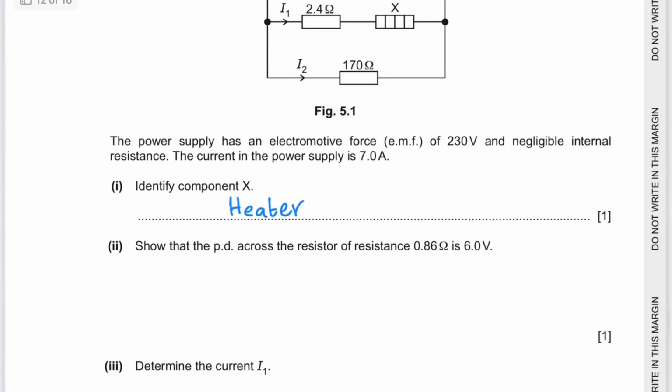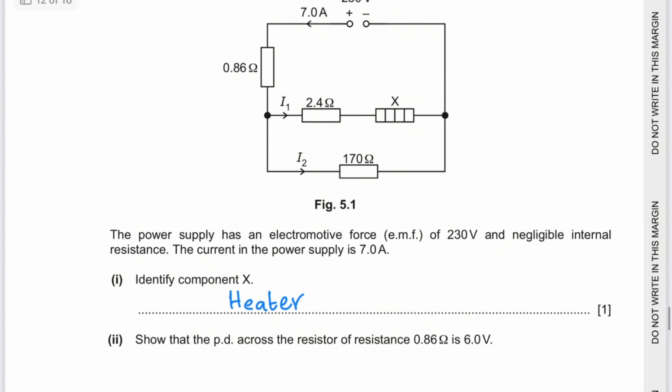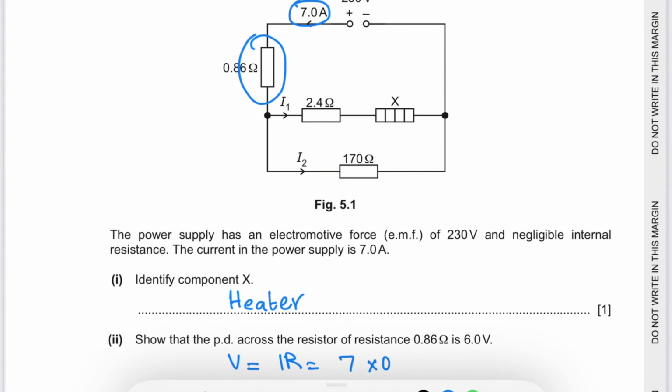Show that the potential difference across the resistor of resistance 0.86 ohm is 6 volts. So that's this one over here. That's pretty straightforward. Potential difference is current times resistance, and as you can see, 7 amperes of current flows through this resistor. So that's your calculation over here.